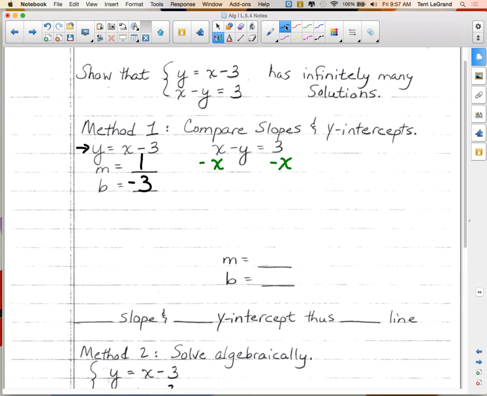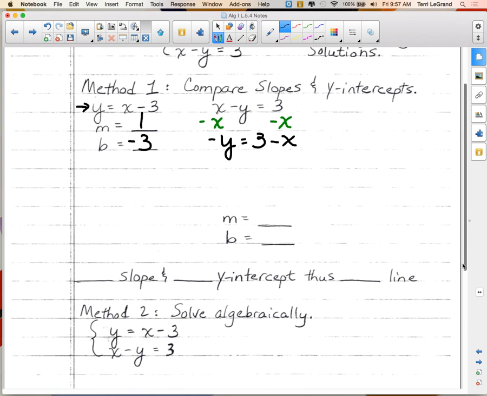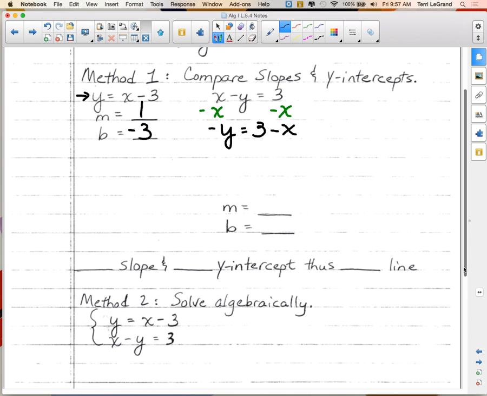Now what do we have? Negative y equals 3 subtract x. And now what do we do? Divide every piece by negative 1. So negative y will get divided by negative 1. 3 will get divided by negative 1. I'm going to change this to plus a negative x. It's going to get divided by negative 1. So now I end up with y equals negative 3 plus x.